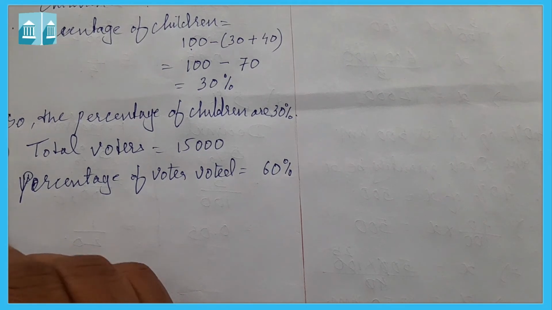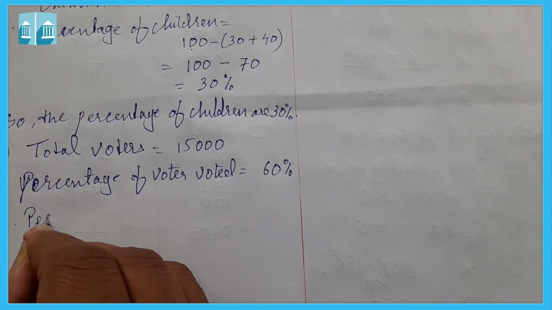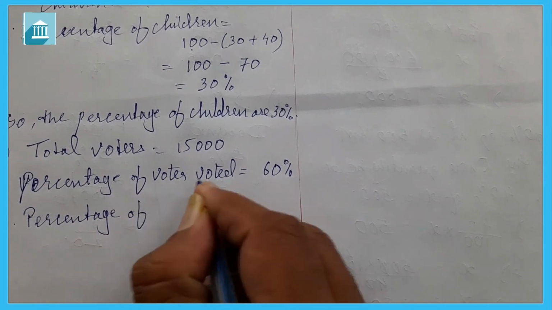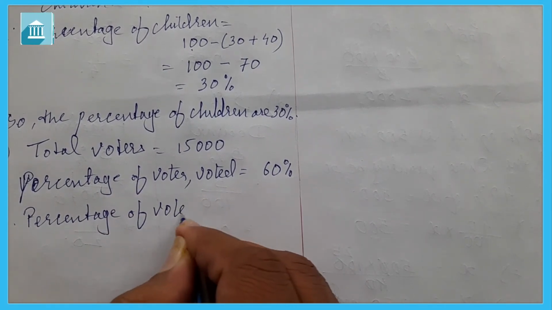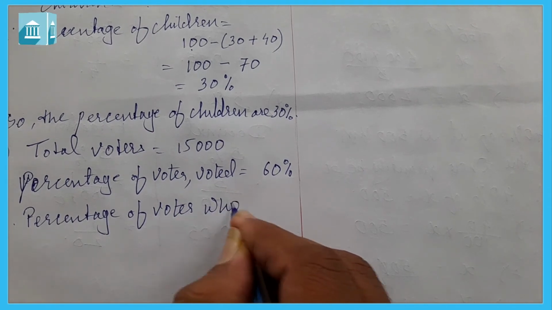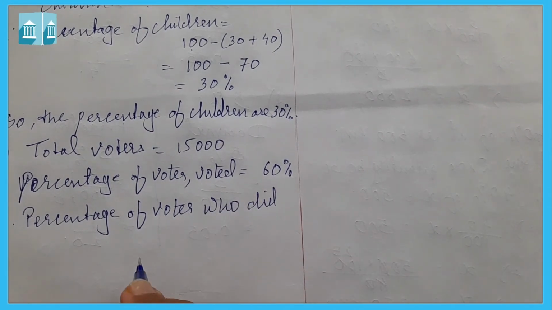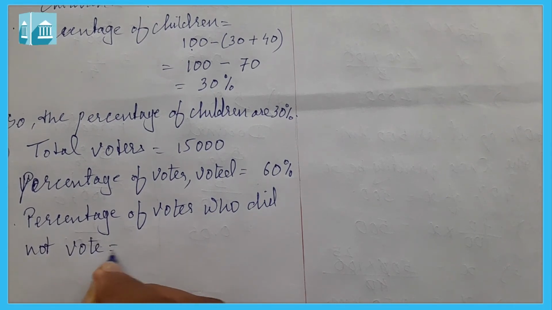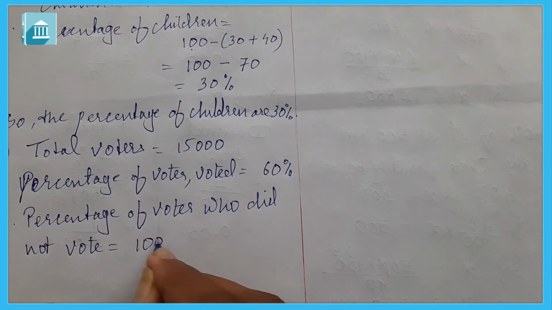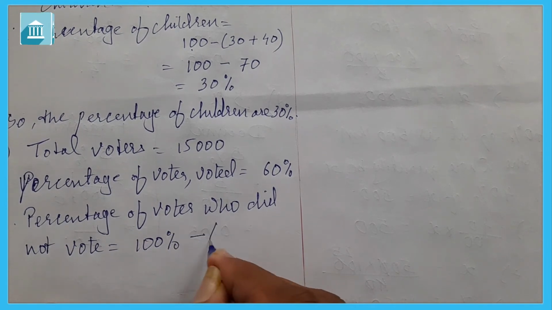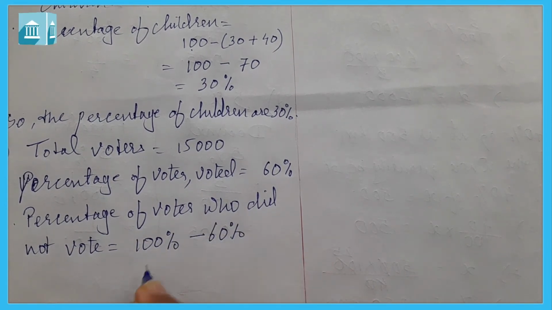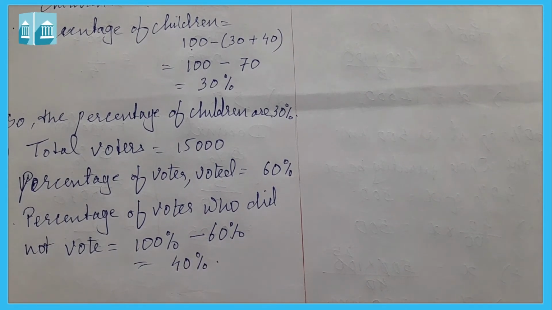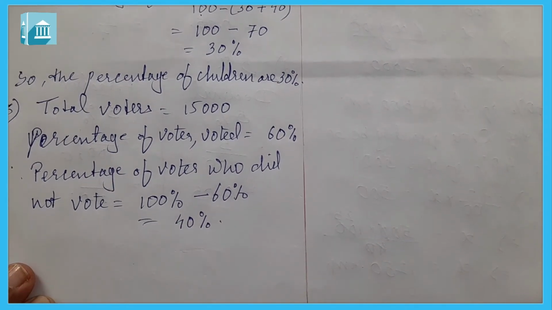So therefore we can say, percentage of voters who did not vote is equal to 100% minus 60%, which is equal to 40%.